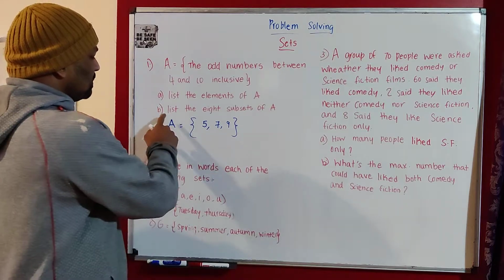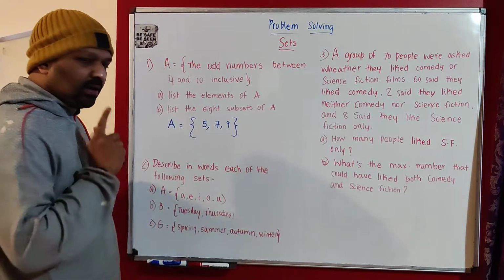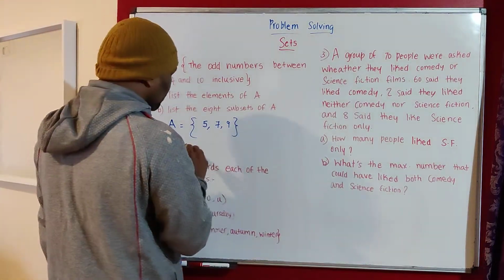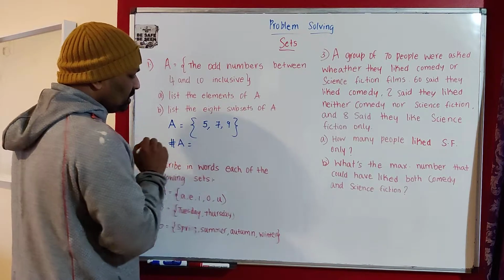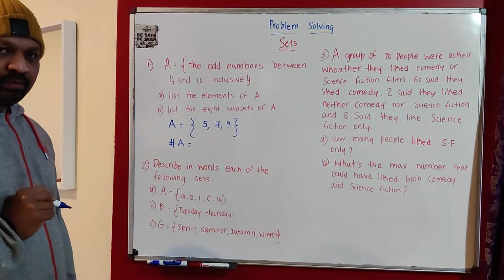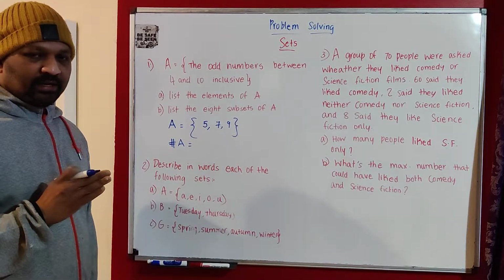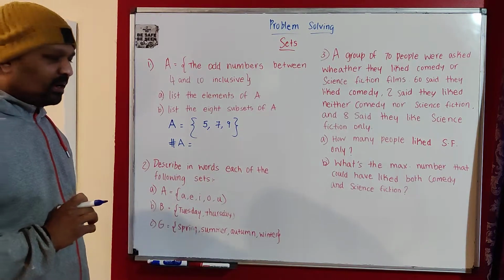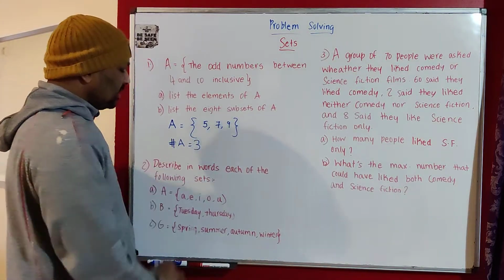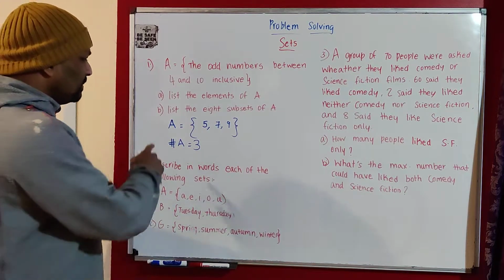Let us see, what is part B? What is the cardinal number of A? The cardinal number of A is equal to, how do we write it? Like this. So first of all, what is meant by cardinal number? Cardinal number is the number of elements in that set. A is the set, and how many elements are there in set A? There are 3 elements. The cardinal number of A is 3. Okay, let us see part B.